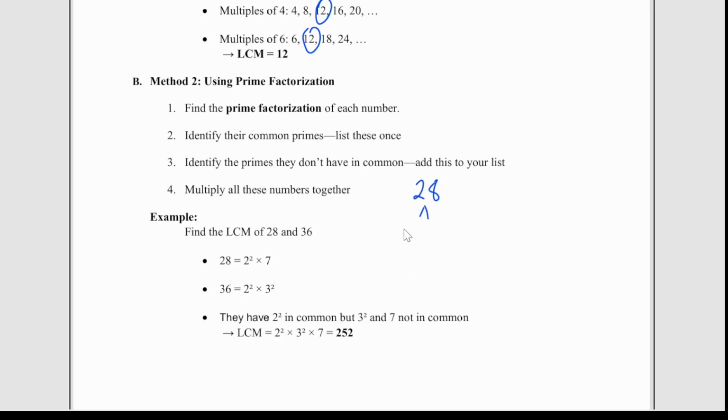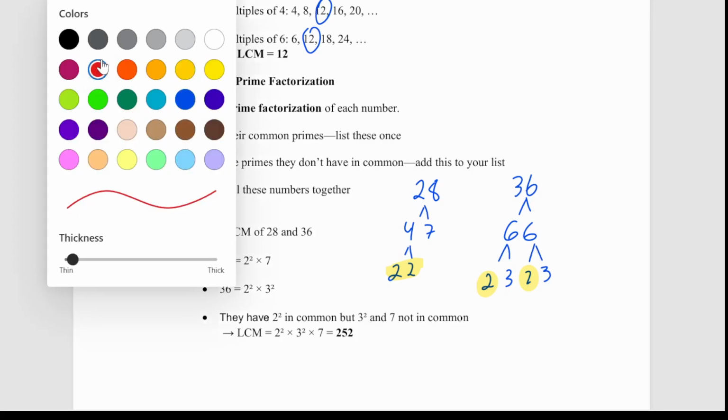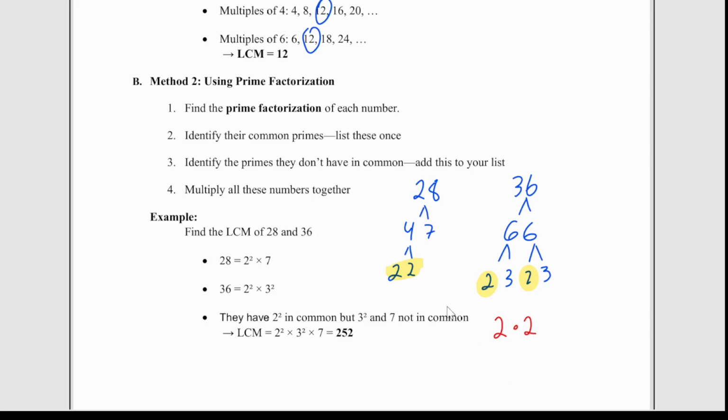Well, 28, for example, you could break down to 4 and 7, and 4 breaks down to 2 and 2. 36 breaks down into 6 and 6, and 6 breaks down to 2 and 3, 2 and 3. So as you notice here, they've got a set of 2's in common. So I'm going to list those two 2's as is. So I've got 2 times 2 in common in their prime factorization. Or if you like exponential form, 2 squared is what they have in common. So I list that once.